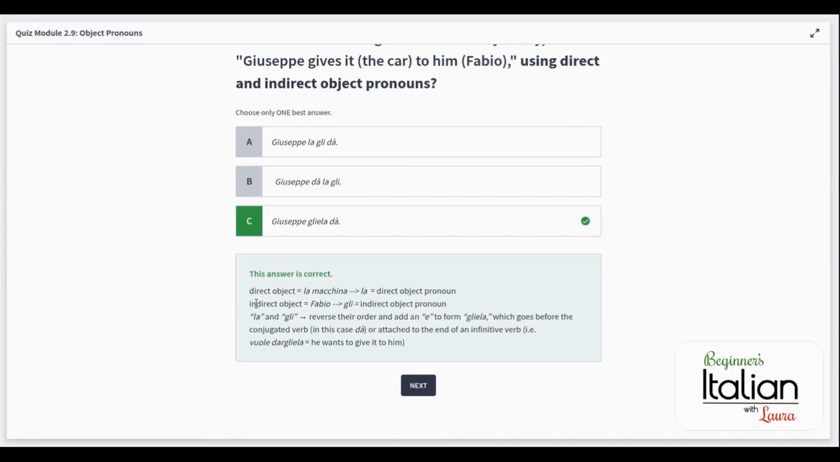So in this case, the direct object was la macchina, which becomes la as a direct object pronoun. The indirect object was Fabio, which becomes gli as an indirect object pronoun. So then we have la and gli, which reverse their order and add an e to form gliela, which goes before the conjugated verb, in this case dà, or attached to the end of an infinitive verb, i.e., vuole dargliela, he wants to give it to him.